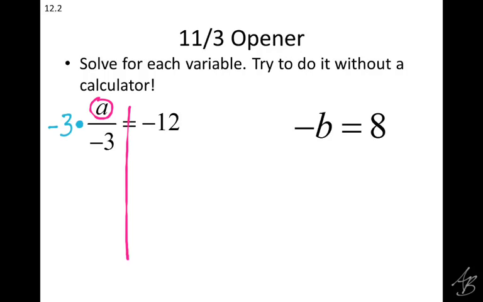We're trying to get rid of this negative 3 here, so we have to multiply by negative 3. If we multiply by negative 3 on the left side, then we have to do the same thing on the right. On the left, those negative 3's cancel each other out, and what does that leave? A all by itself. On the right side, we have negative 12 times negative 3. First of all, a negative times a negative is positive, so we're going to get a positive answer. What's 12 times 3? 36.